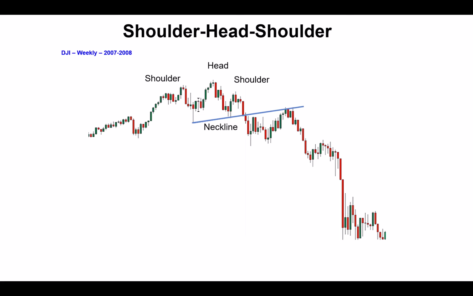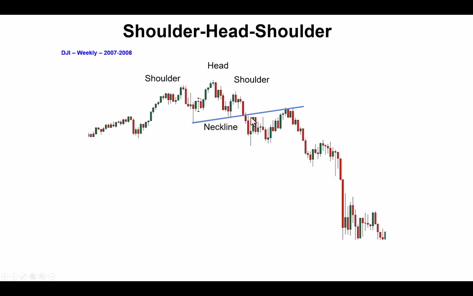Let's have a look at one. If we go back to 2007, 2008, that was just prior to the build-up to the financial crisis. We have the Dow Jones on a weekly chart. We had a shoulder, and then a valley, a head. That wasn't that much higher than the shoulder, but nevertheless it was there. And then we had another valley, and then we had a shoulder.